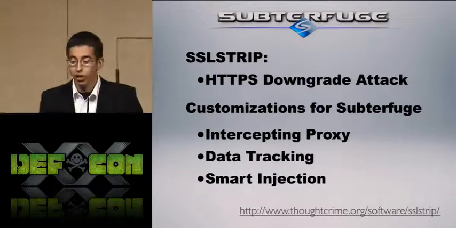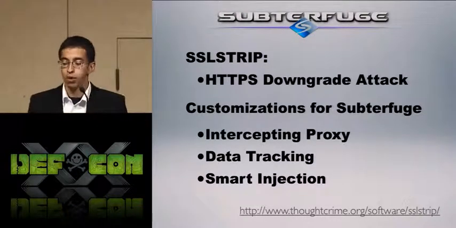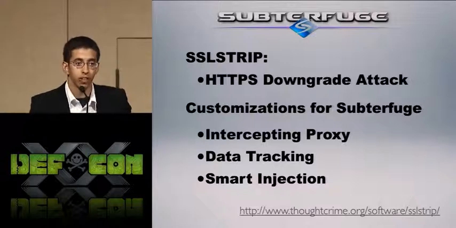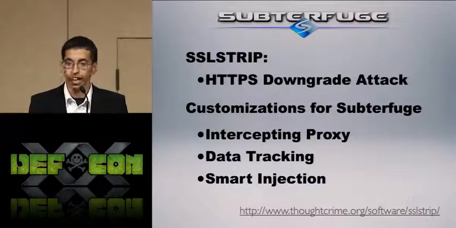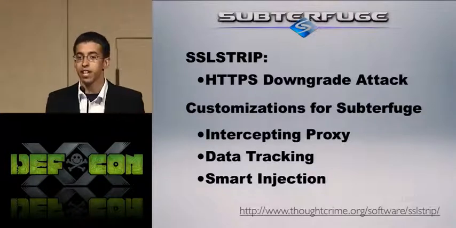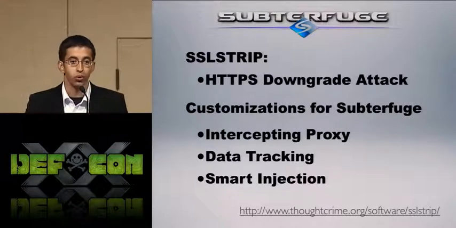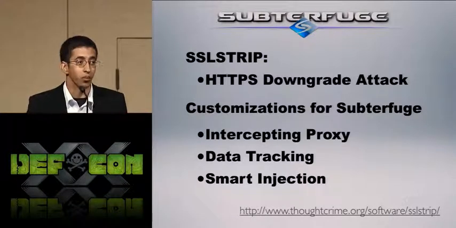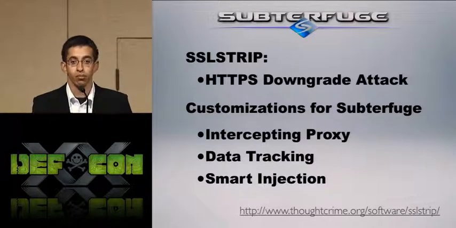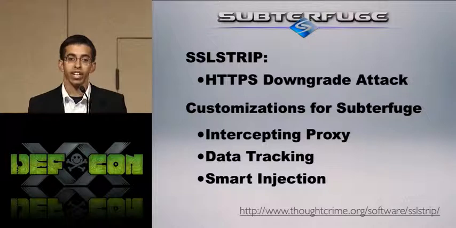Right, so something else we used as a big backbone component of Subterfuge is SSL Strip. Moxie Marlinspike at Black Hat in 2009 released SSL Strip, and it runs an HTTPS downgrade attack. When we first came across SSL Strip and started looking into the code, we almost felt like we died and went to heaven because it's written in Python, for one. For two, it also acts a little bit like an intercepting proxy. So we went ahead and customized it to use those features to log basically everything.